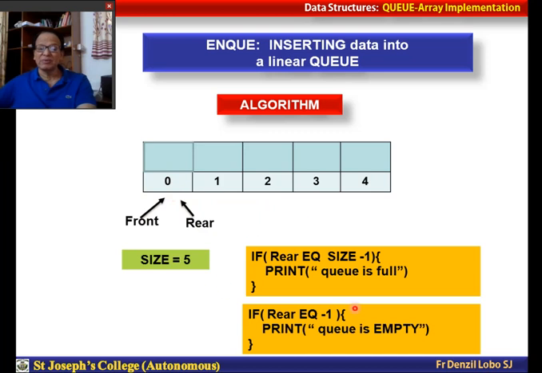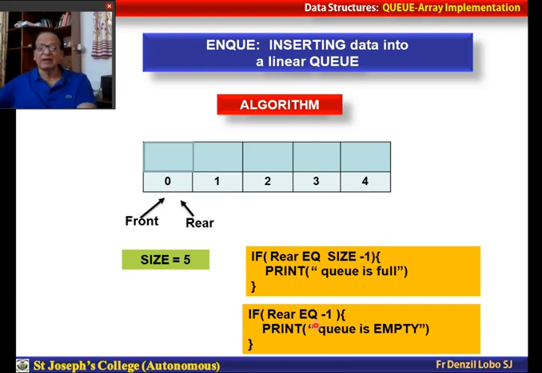While inputting, the first thing I need to ask is whether this queue is full. If there are 5 items here, I cannot insert any more items. So I ask, if the index of rear is going to be 4, therefore 5 minus 1. If the index of rear is equal to 4, I say print queue is full. That is very important. That is what we are going to implement in our program.